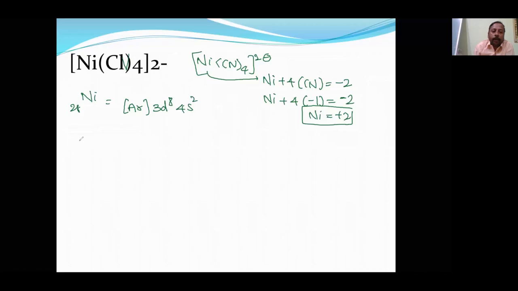Now I have to write the nickel plus 2 configuration. So 2 electrons will be removed from 4s2. So this is Ar and 3d8 will be as it is, and 4s will become 0 and 4p is already 0. Now this is not final. Why? Because CN minus is, I will show you.